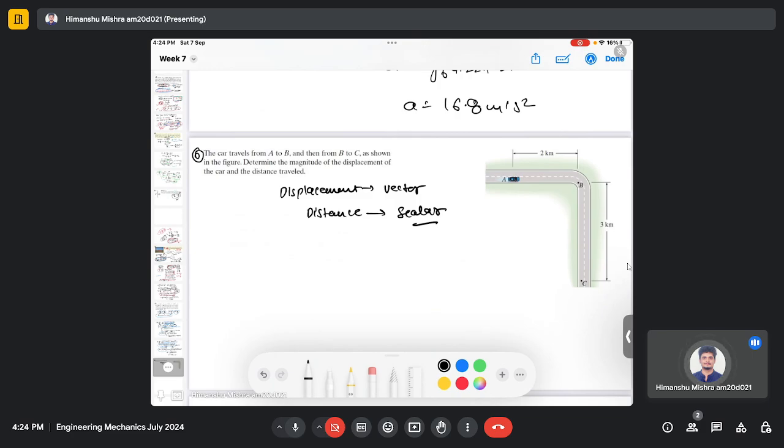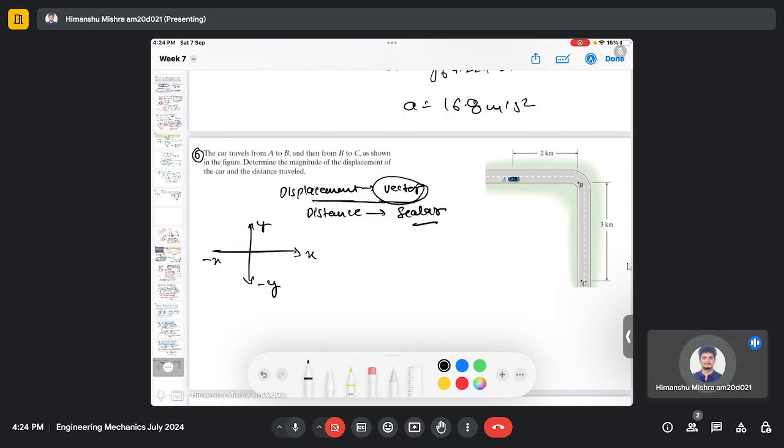Let's assign the coordinates: this is x and this is minus x, and this is y and this is minus y. We have to assign the coordinates because we need to find the displacement and distance, and displacement here is a vector quantity, and to define any vector quantity you first need to define the coordinate system. So here we define the Cartesian coordinate system.